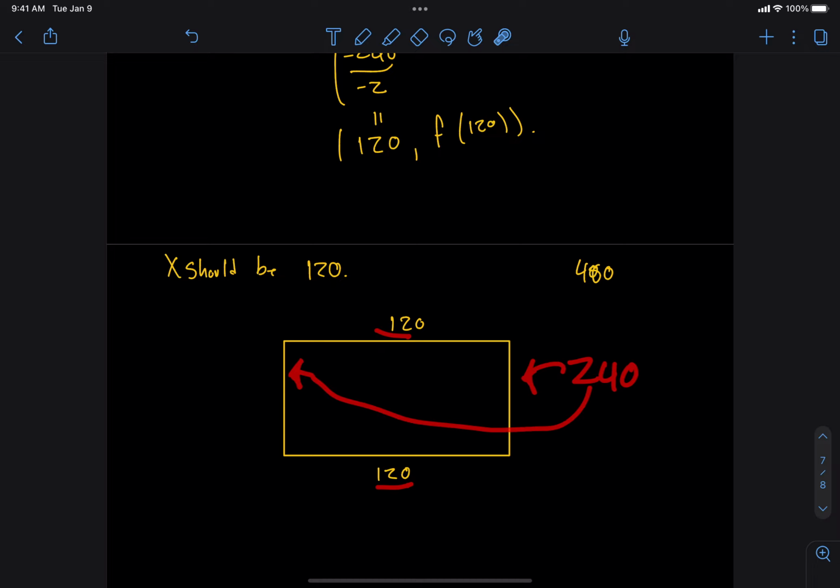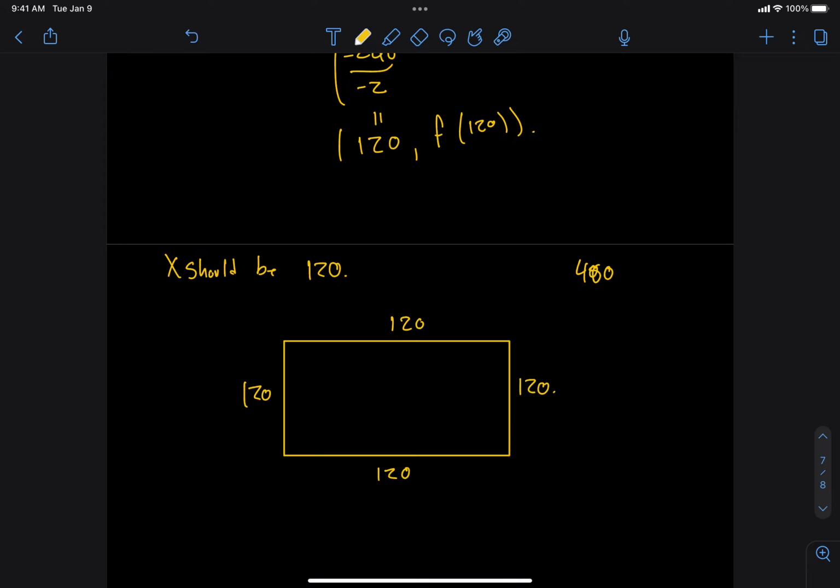So these sides are also 120. So it's a square. It's actually a square. Exactly. Well, squares are rectangles. I never said that it wasn't a rectangle.